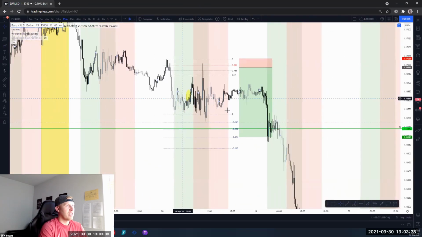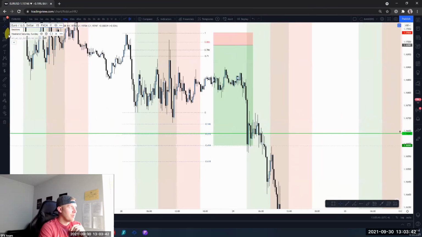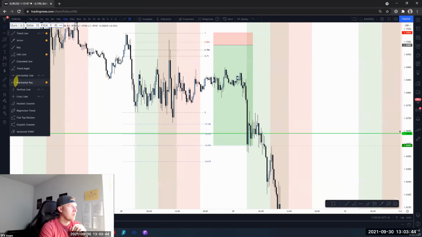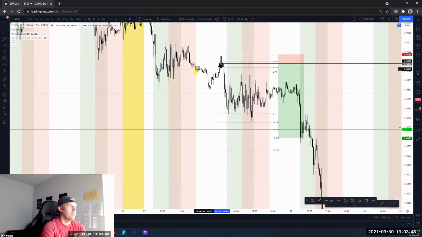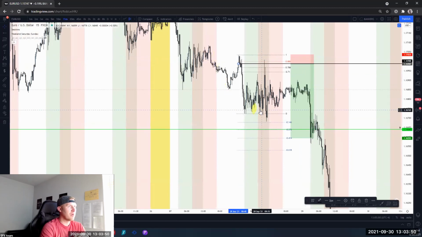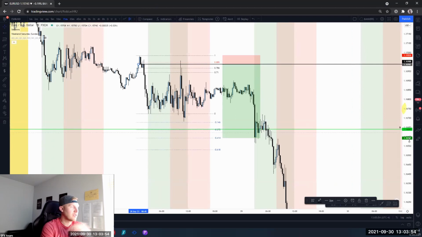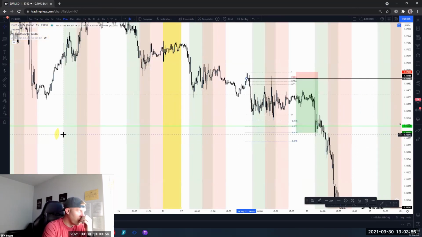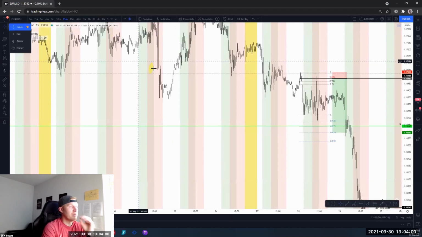Right, this was kind of choppy in here, but it was just a flag here. But that was the play off of this one, right? Right, nice manipulation candle, nice equal lows, impulsive move, flag, continuation. That's all you want to do, right? And it's as simple as this, right?